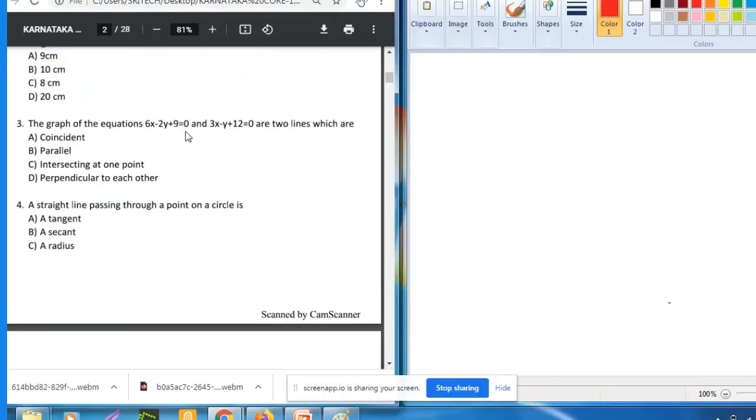6x minus 2y plus 9 is equal to 0, and 3x minus y plus 12 is equal to 0 are two lines which are coincident, parallel, intersecting or perpendicular. So to find the type of the lines, we have to compare the ratio. So first line is 6x minus 2y plus 9 is equal to 0. And second line is 3x minus y plus 12 is equal to 0.